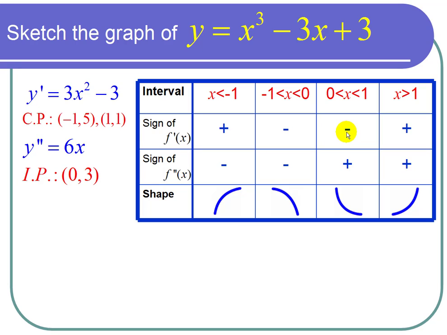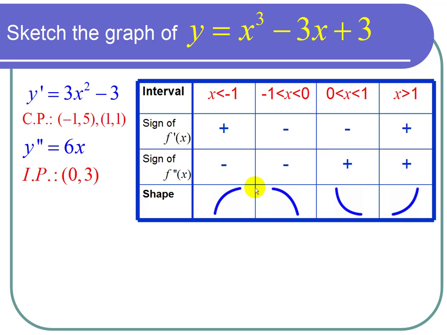So here's my shape of the graph. Notice at negative 1, we've gone up and then down. So negative 1 will be a relative maximum. At positive 1, it goes down and then up. So positive 1 is a relative minimum. So now I'm ready to sketch the graph using all this information.